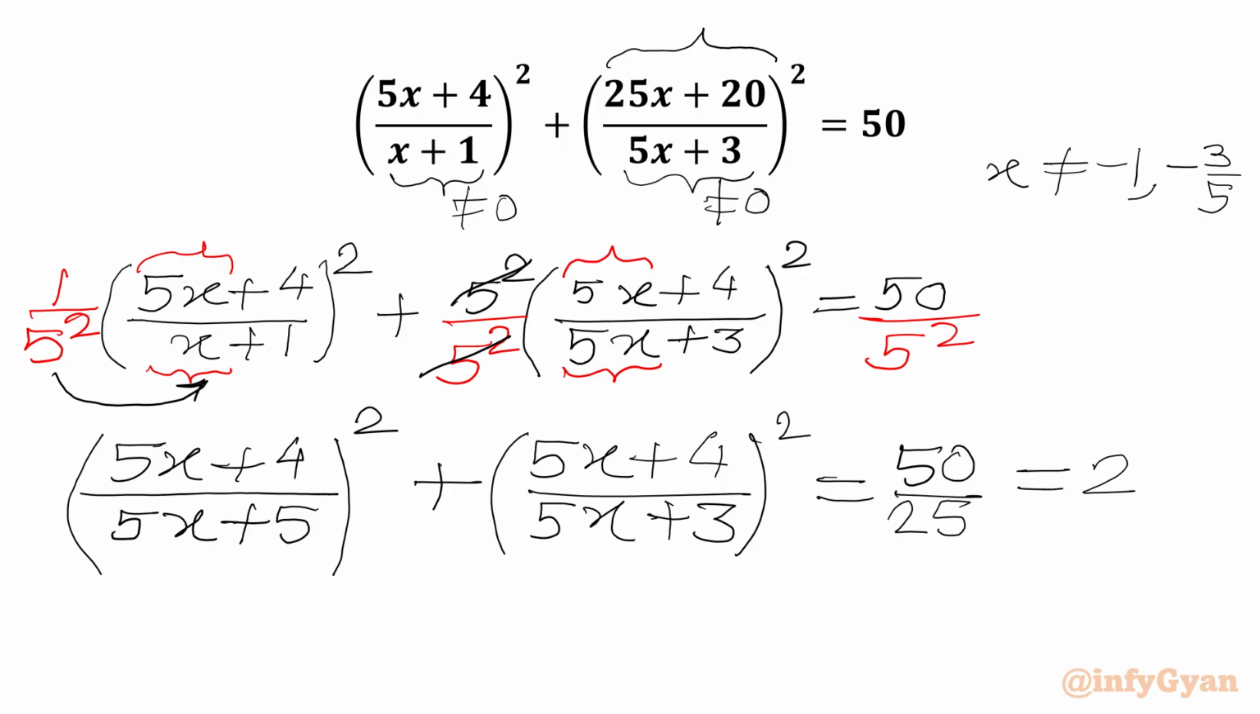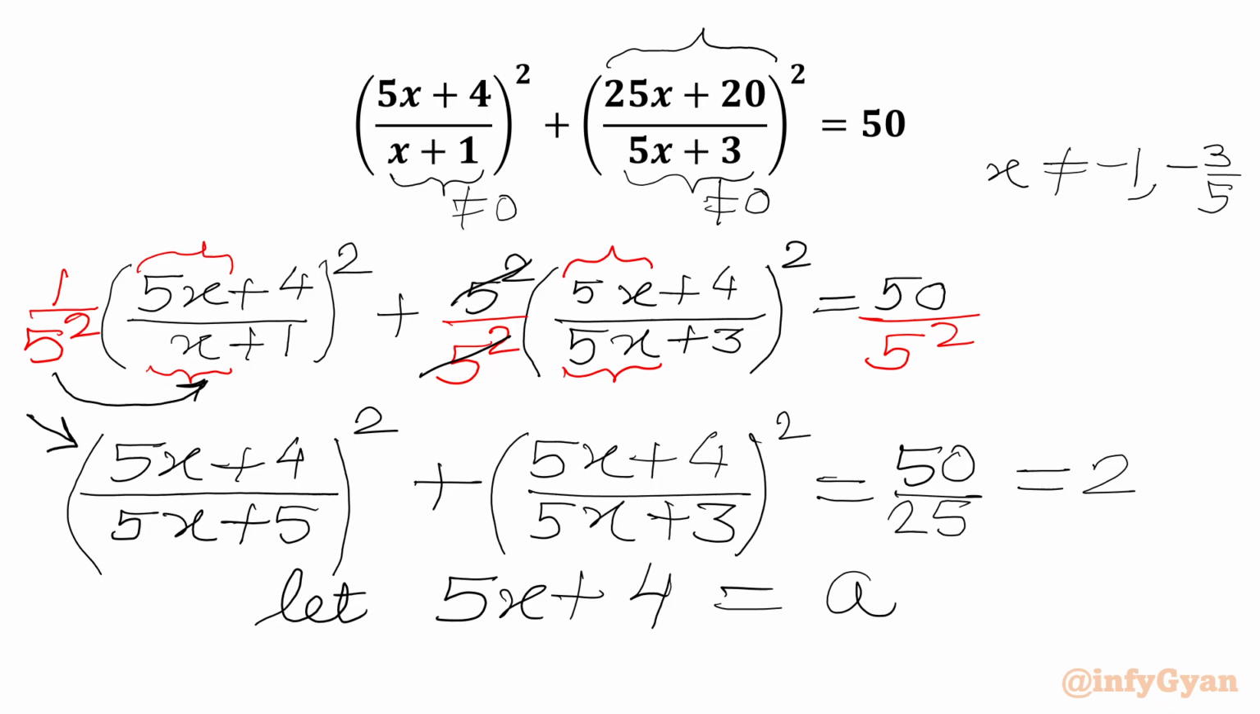Now we will use substitution. Let's say 5x plus 4 equal to a. So our equation will become, here we will be writing a in the numerator bracket. So denominator bracket is 1 more than numerator, so we will write in the denominator a plus 1. Here also we will write in the bracket a and denominator bracket is 1 less than numerator. So a minus 1 will be in the denominator.